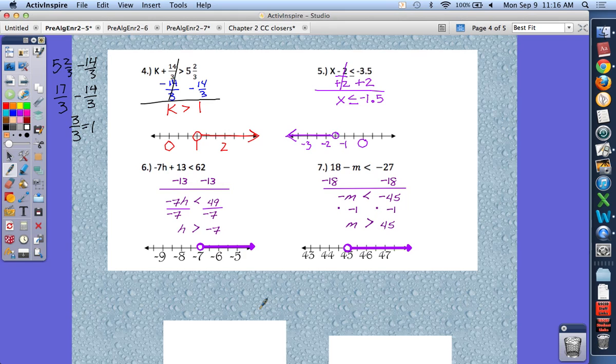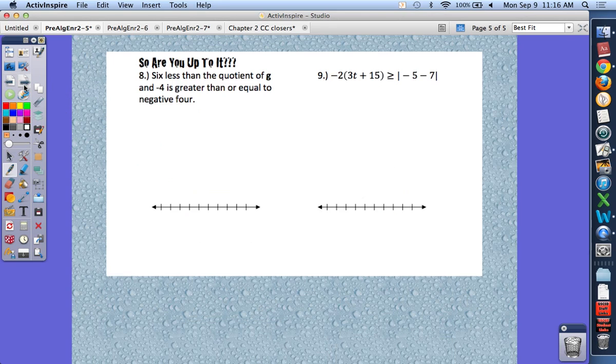All right, if you have any questions, please see me or your teacher. Make sure you try 8 and 9 as a challenge. Let's see if you're up to it. The first one, you're going to have to write your own inequality, and the second one, we've got parentheses, we've got absolute values, we've got distributing. Let's see who can handle it.